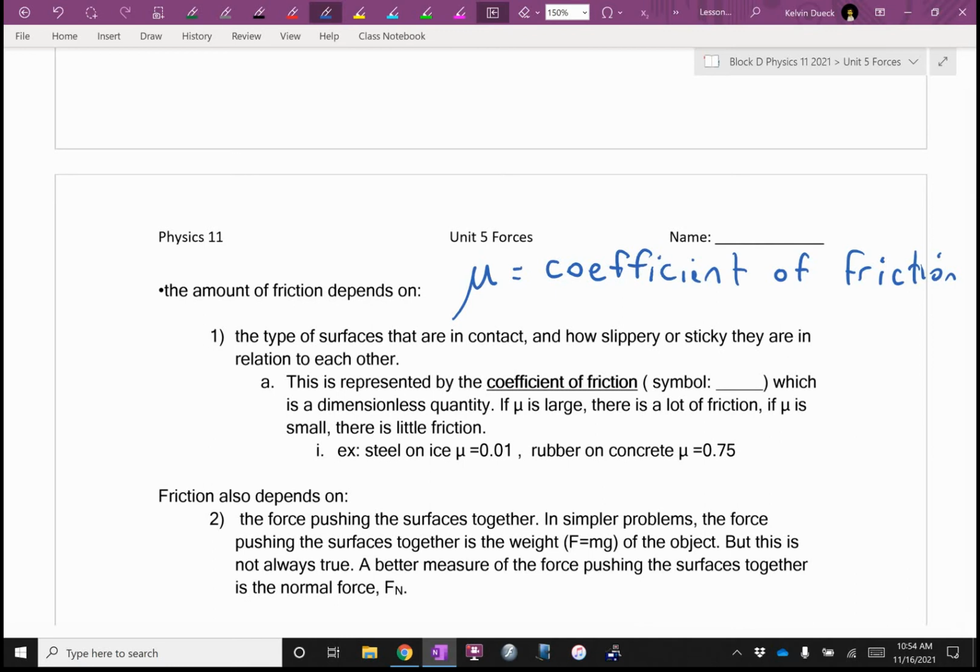Have I mentioned we're running out of letters? Because we've already used mu for, I think, micro in our metric system. We don't have enough letters to go around. I'm sorry, we just don't. So this is the symbol for stickiness.